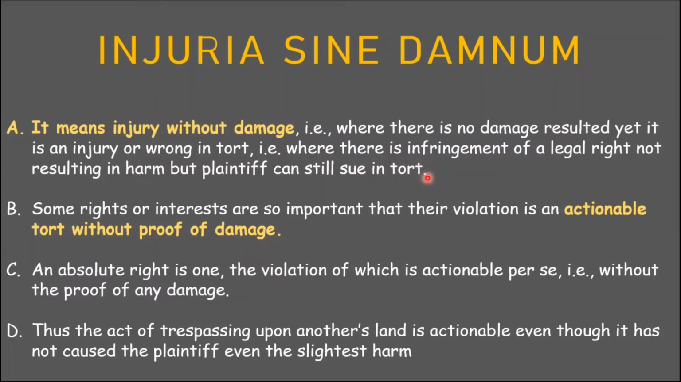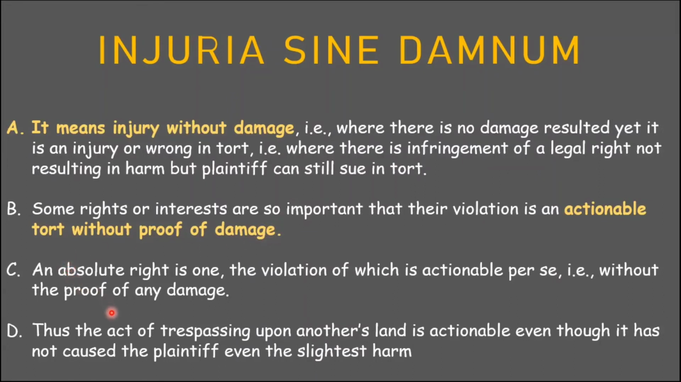What happened to that lady? That lady went to cast a vote, but she was not allowed to cast a vote. Her right has been affected, but there is no harm to that lady. That is point number A. Some rights or interests are so important that their violation is actionable. It means some rights can be actionable even without proof of damage.